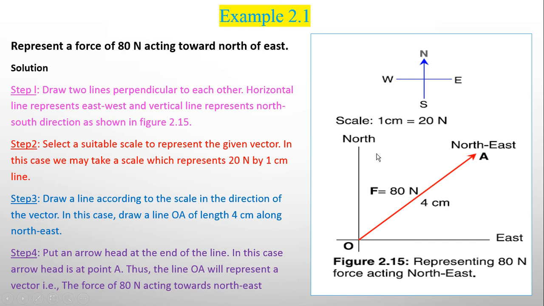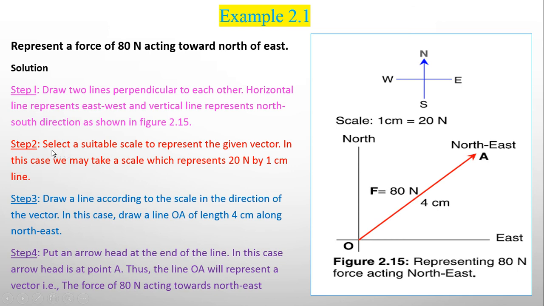Whenever we draw the vertical line, basically we are symbolizing the north pole, and whenever we draw the horizontal line, we are representing the east-west direction. So first of all, step 1: draw two lines perpendicular to each other. The horizontal line represents the east-west direction. You know that a lengthwise line is called the horizontal line, and the vertical line, a height-wise line, represents the north-south direction, as shown in figure 2.15. So we have drawn these lines here.